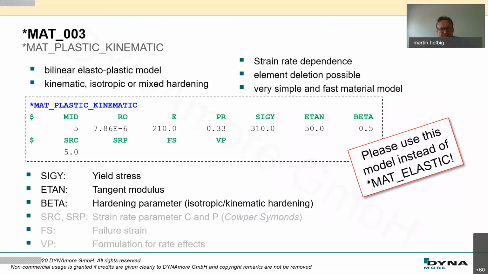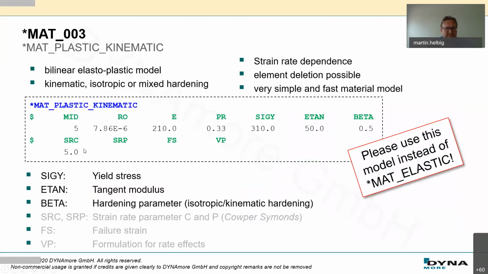As I mentioned before, it's a von Mises material. It's a bilinear elastoplastic model for kinematic and isotropic mixed hardening, with strain rate dependence. Element deletion is possible, and it's a very simple and fast material model. You start here with this material ID, you put in your density, your Young's modulus, Poisson ratio. This is the yield stress, this is the tangent modulus. This beta describes the hardening, whether it's isotropic or kinematic hardening or something in between.